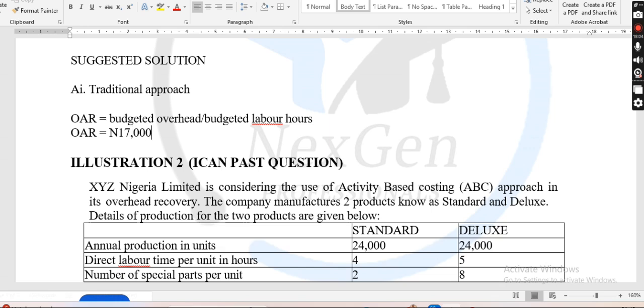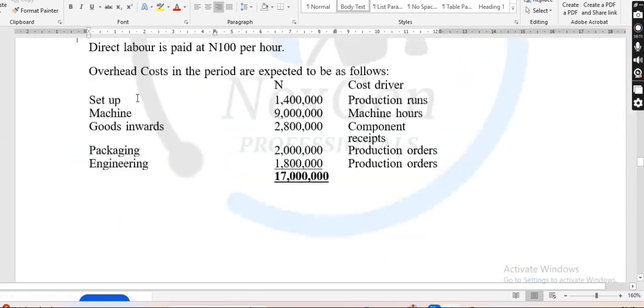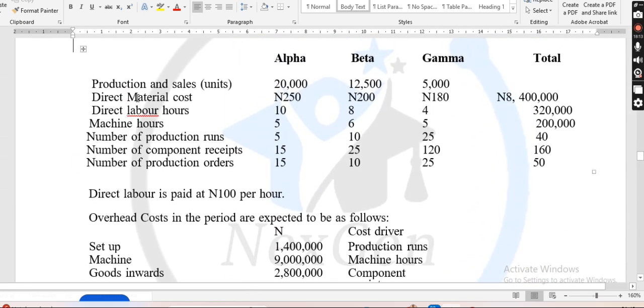17 million divided by the budgeted labor hours. Now, in this question, you can see that under the total, there is hours here. That is why they didn't put the naira sign in front. It is your total labor hours.